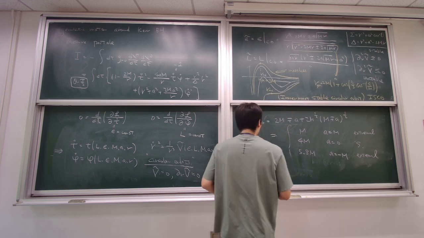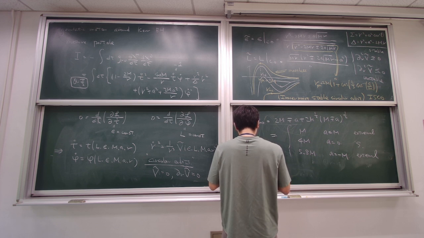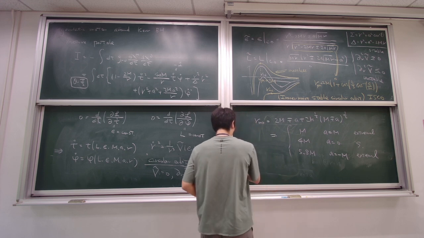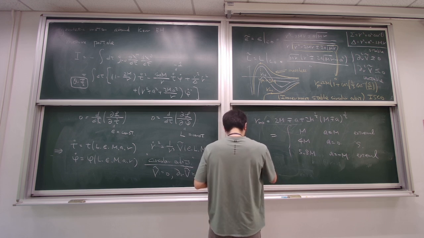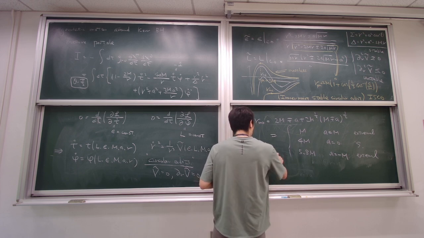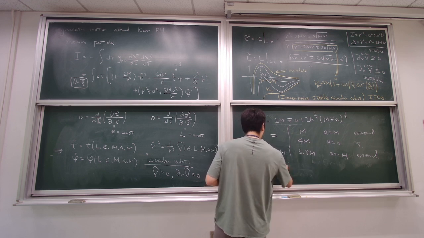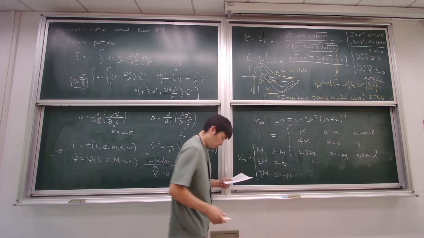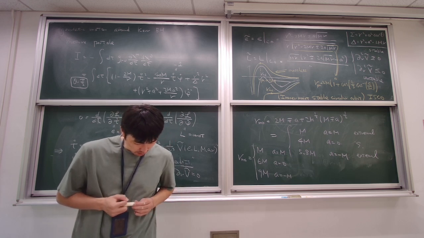The ISCO is in fact given by some complicated function which is written in the lecture note. I'm not going to go into the detail. ISCO is in fact m, 6m, 9m, and so on, for a equal to m, a equal to minus m, a equal to 0, and so on. So this can also be obtained. If you're interested, it's a good exercise to do.